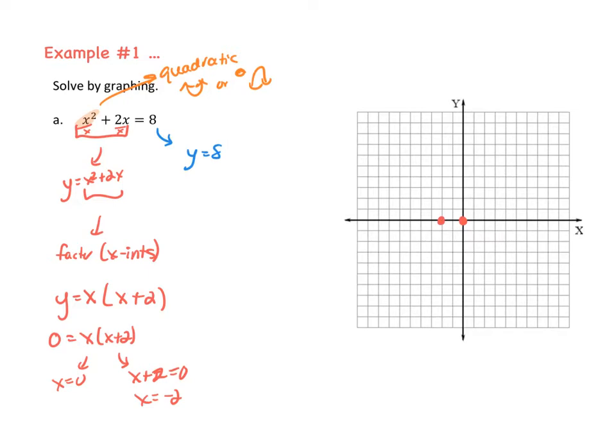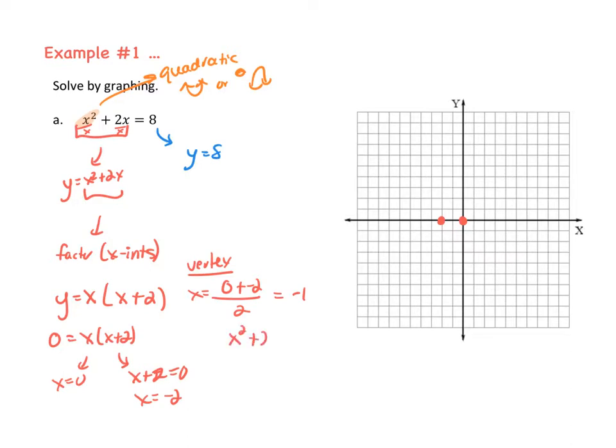And then we want to move on to find the vertex. We know the vertex can be found by averaging the x-intercepts. So we'd add them together and divide by 2, which gives us the x value of negative 1. And we can also see that's just halfway in between 0 and negative 2. We would then plug it back into the original equation to find the y value.